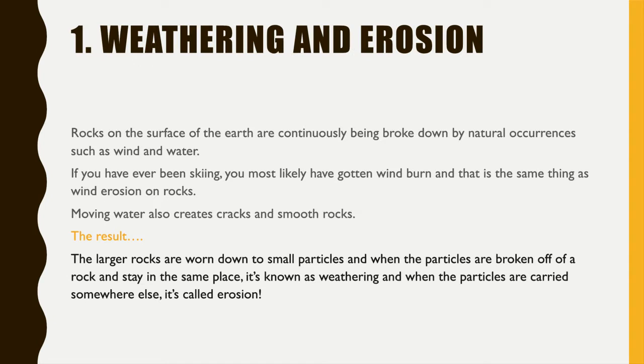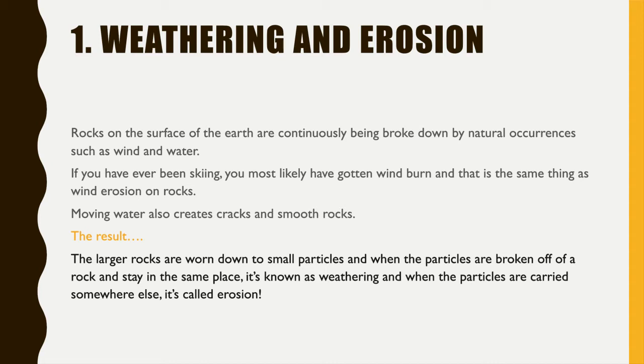Rocks on the surface of the earth are continuously being broken down by natural occurrences such as wind and water. And if you've ever been skiing, this is a good example to compare it to. You might have noticed that your cheeks got really red or they hurt, almost like a sunburn. That's the same thing as wind erosion on rocks. And moving water also creates cracks and smooth rocks. If it's going through valleys and mountains and everything like that, you'll see a lot of smooth rocks, and I have an example in the next slide.